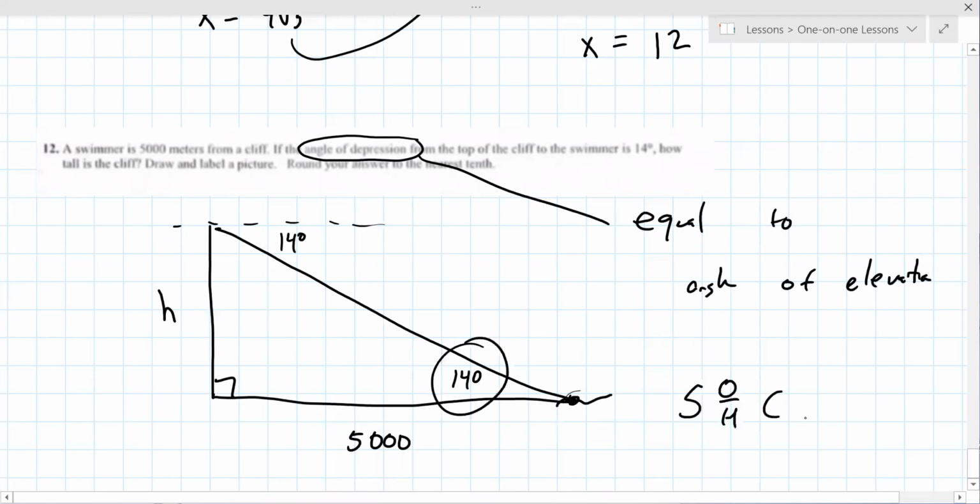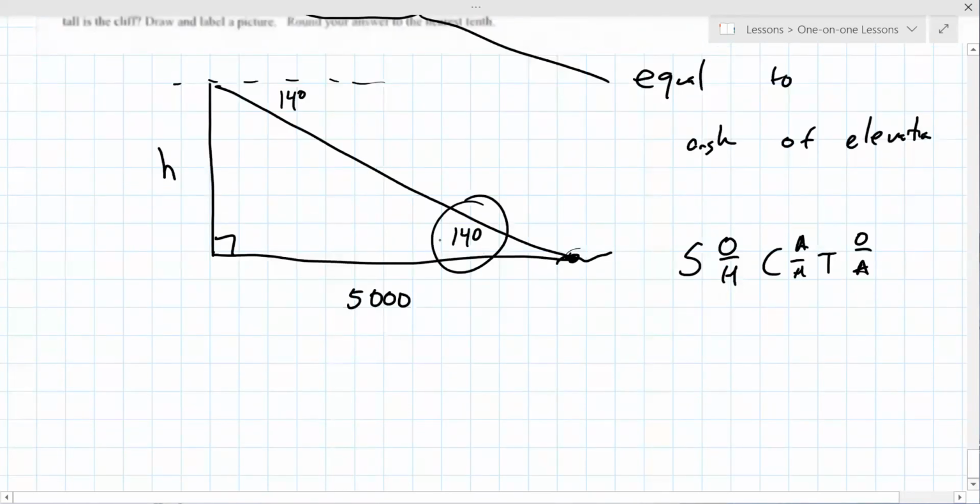So, TOA again. What do you got relative to 14? What is H? Is it O, H, or A? I'll give you a hint. 5,000 is adjacent. So what is H? It's not the hypotenuse. It is the opposite. So you've got the opposite and the adjacent. The opposite and the adjacent is tangent. Tangent of 14 degrees is h over 5,000.